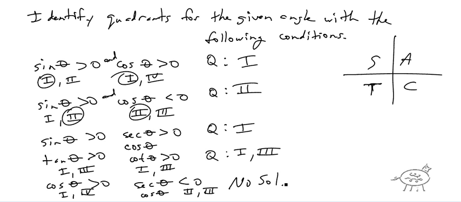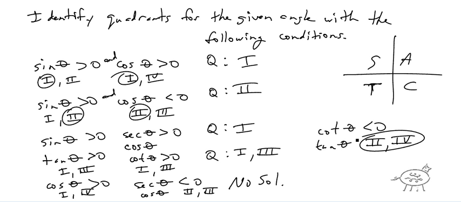Okay, and one last one we'll put on the side here. I might just ask you, where is cotangent of theta less than 0? Just one thing. And of course you're just going to say, oh, well, cotangent has the same sign as tangent, and tangent is less than 0 in quadrants 2 and 4. Okay, that's pretty easy, right? All right, so let's move on to a couple different problems here.